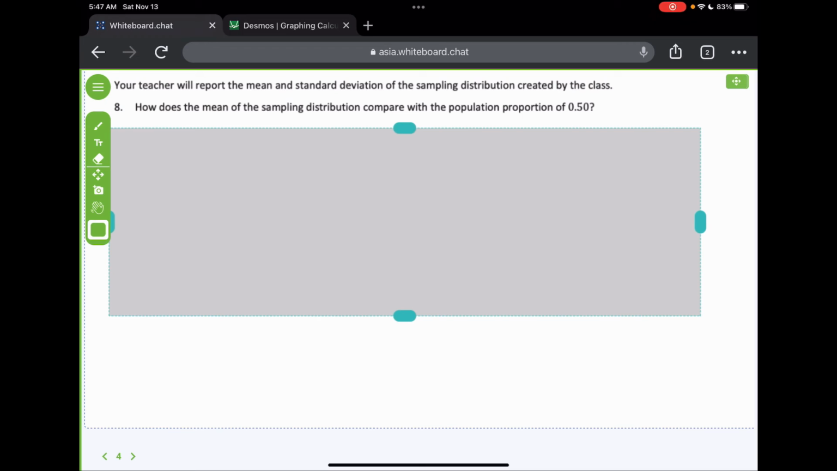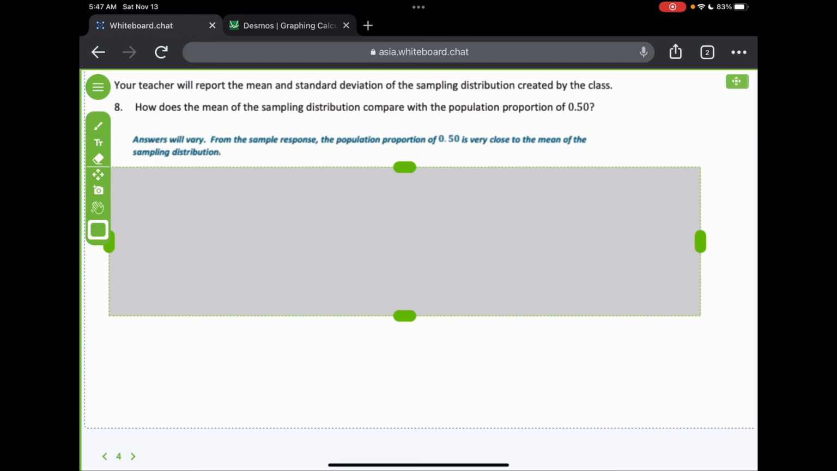Now it says report the mean and standard deviation of the sample distribution created in the class. Well, we're just going to use the one that is in the sample graph. Okay, so it should be very close to 50% or 0.50. That should be the mean, right? Should be very close to the mean.